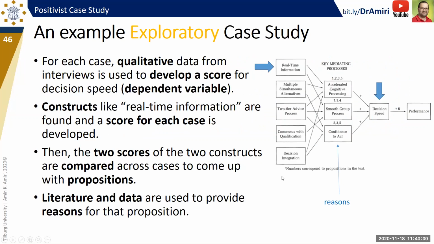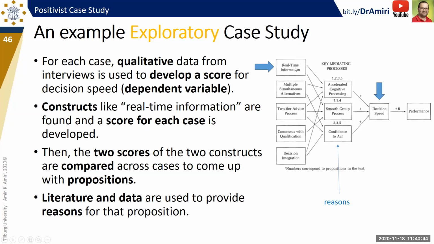So you see here in this case, Eisenhardt has a decision speed construct. She tried to use qualitative data to measure this decision speed. In each case, for example, she had 7 or 8 cases, and the decision speed was from 3 months to 5 years. So she had this from the interviews, and from the qualitative data, she also found new constructs like real-time information existence. And then she was also able to find a score for each of these.